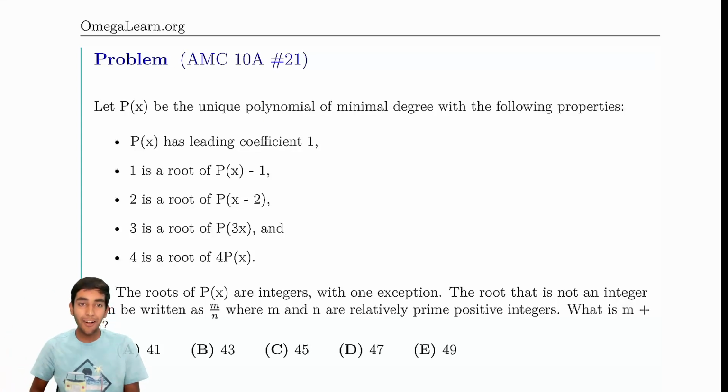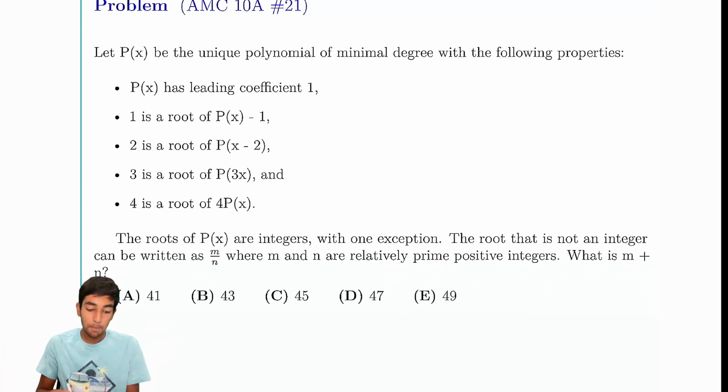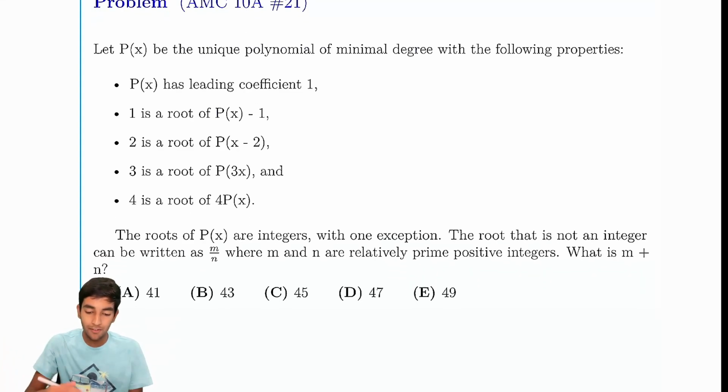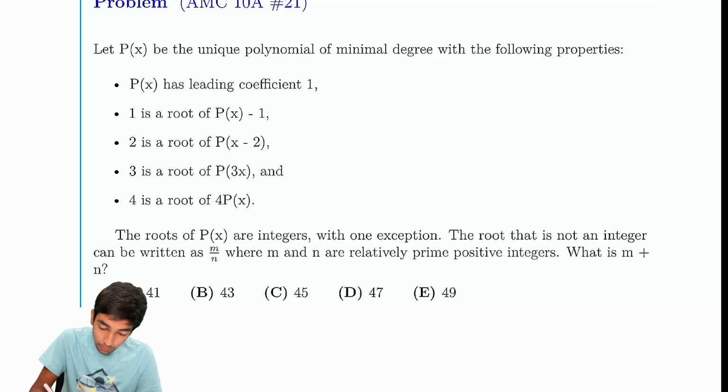Let's explore how to solve this polynomial question from the AMC 10A. Let p of x be the unique polynomial of minimal degree. P of x has leading coefficient 1. 1 is the root of p of x minus 1. Basically, what this means is that p of 1 minus 1 is 0.